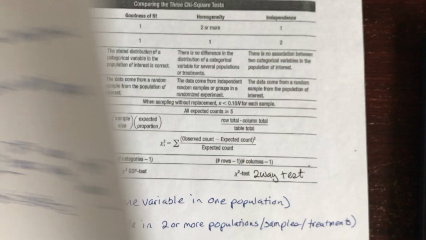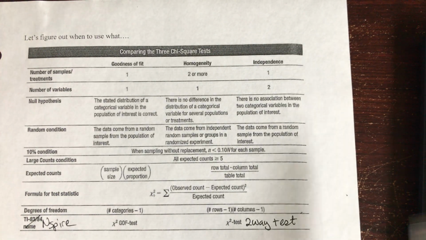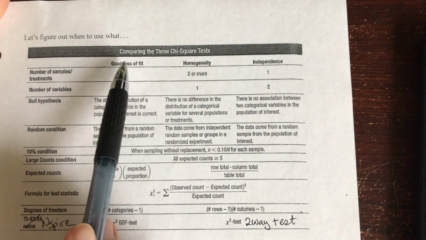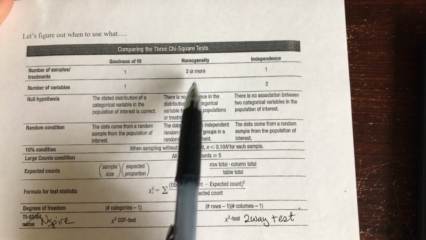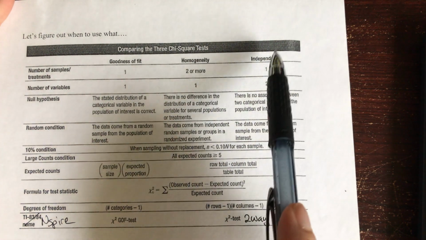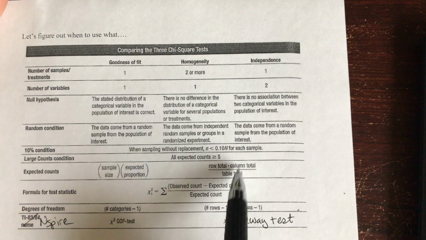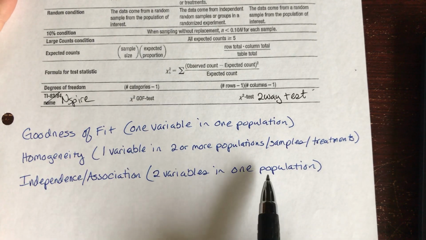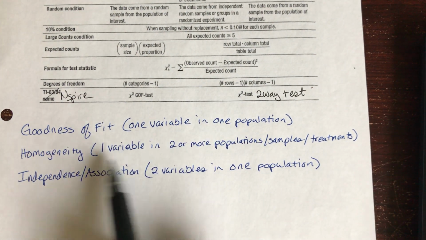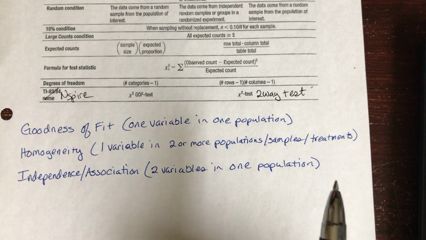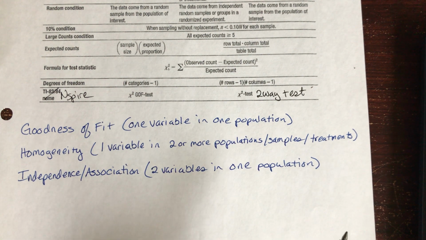All right, so this last page kind of goes through what to use when. All right, if you have one sample and one variable, then that's goodness of fit. Two or more samples with one variable is homogeneity. One sample with two variables is a test for independence. Okay, kind of breaks everything down for you. And I wrote it here. Okay, goodness of fit is one variable in one population. Homogeneity is one variable in two or more populations. And then a test for independence or association is when you have two variables in one population.